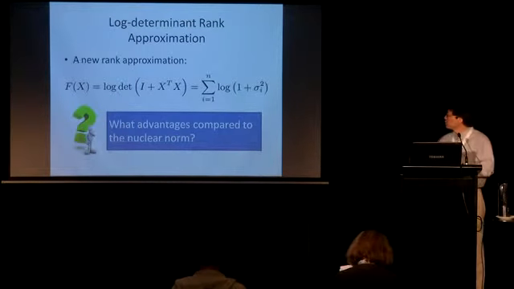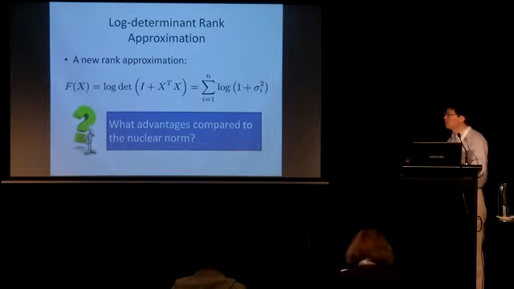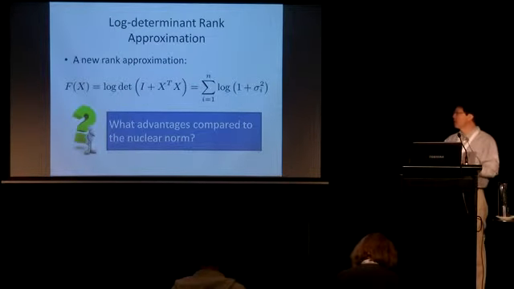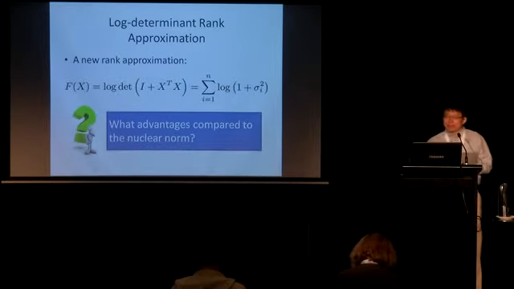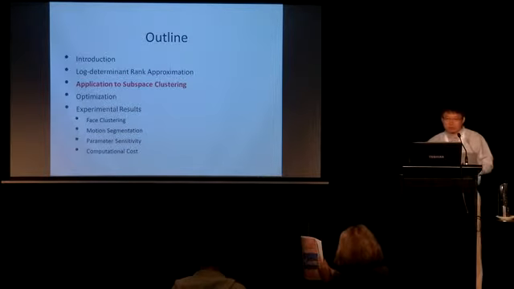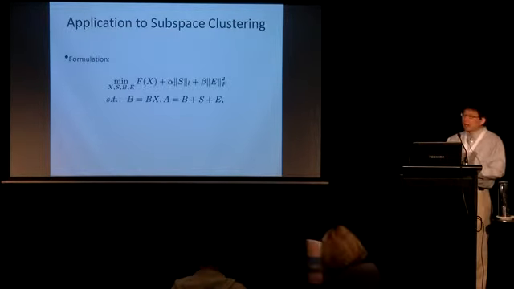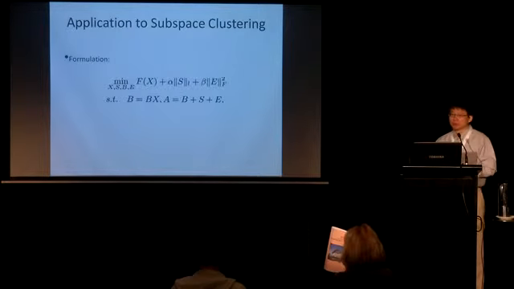However, if we make use of this log-determinant approximation, it only contributes a value of about 10 or something. So it significantly reduces the deviation for the approximation. So this is the intuition why we make use of this form. We apply this approximation to subspace clustering.